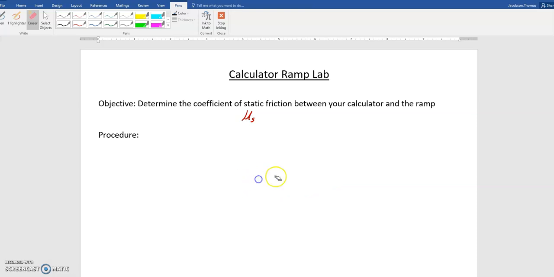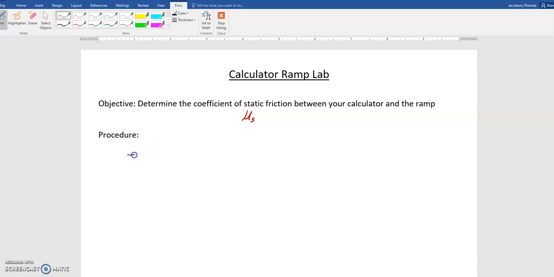we're going to use a ramp. So for each table group, you're going to go to the back of the room and grab one of the 1 meter long, 3 foot long tracks. Not the really long tracks, not the 6 foot long ones, but the 3 foot long tracks. You're also going to have a calculator in your group, so hopefully somebody has a Casio or a TI. Then you also need to grab a protractor.